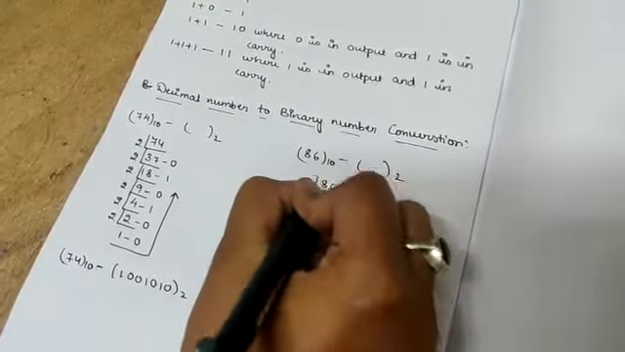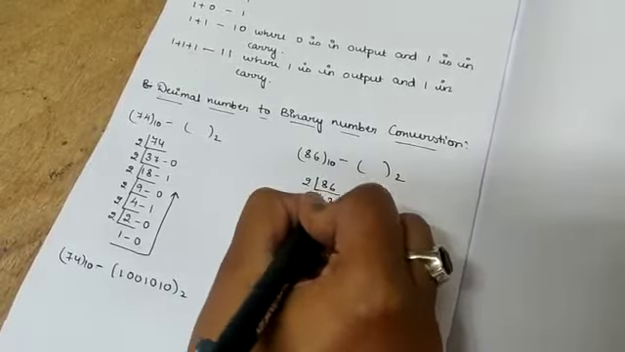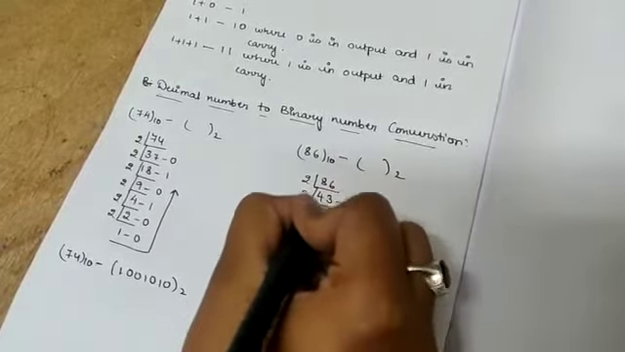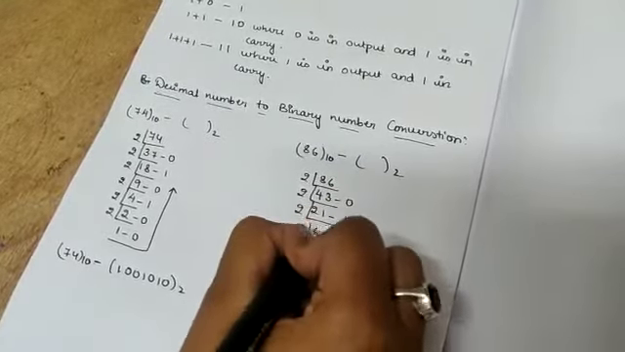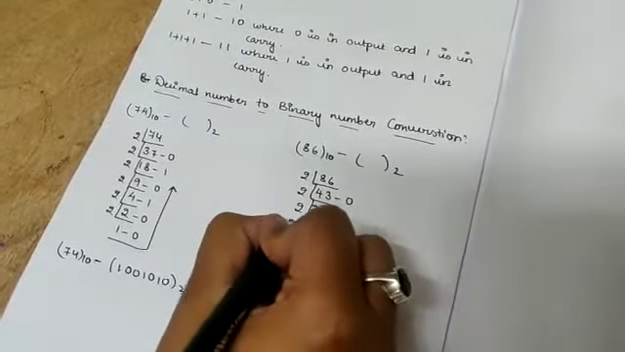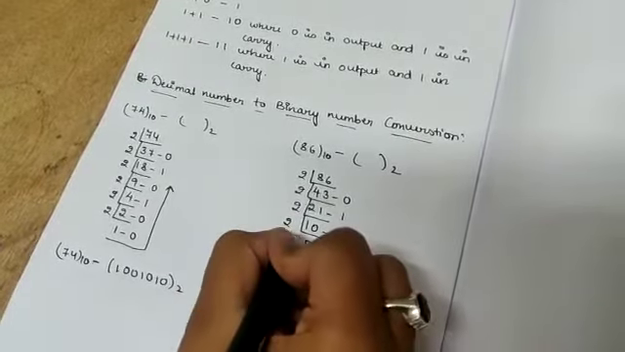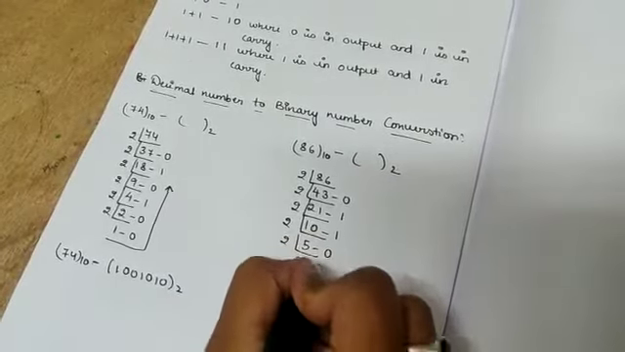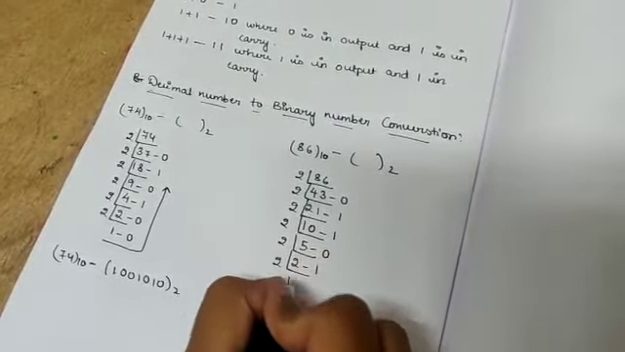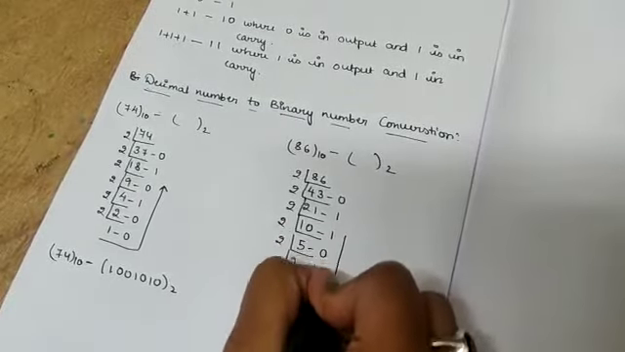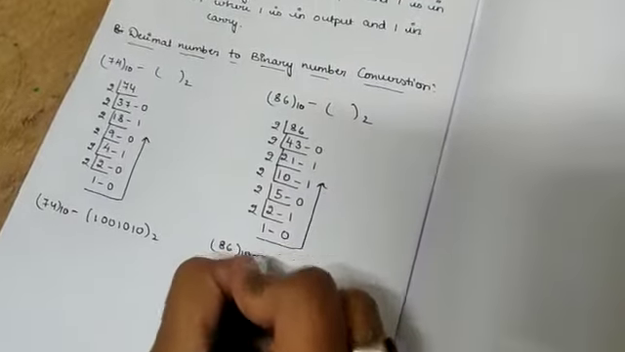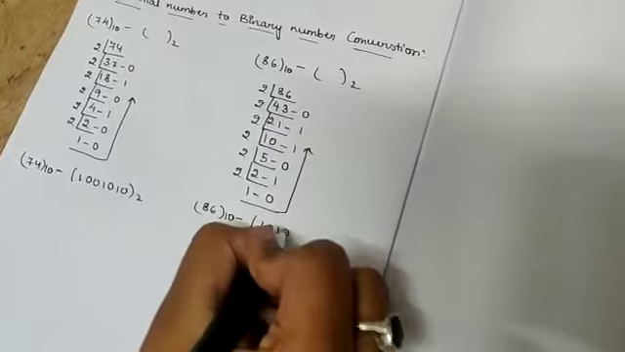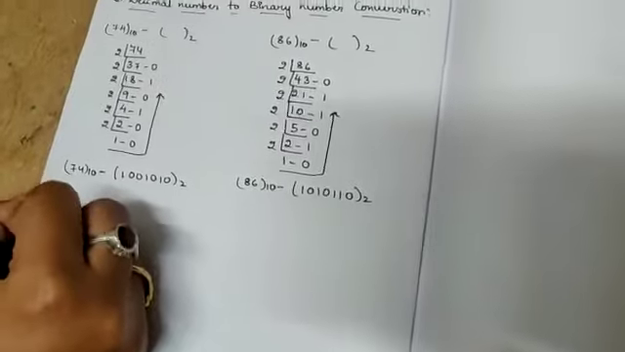So 86, 2 4s are 8 and 2 3s are 6, so 0. 2 2s are 4 and 2 1s are 2, so 1. 2 10s are 20 and remainder is 1. 2 5s are 10, so remainder is 0. 2 2s are 4, so remainder is 1. 2 1s are 2, so remainder is 0. Again we have to write from bottom to top. So 86 in decimal is 1010110.